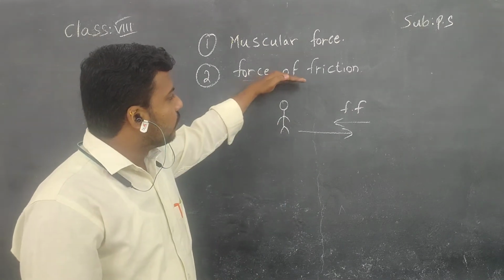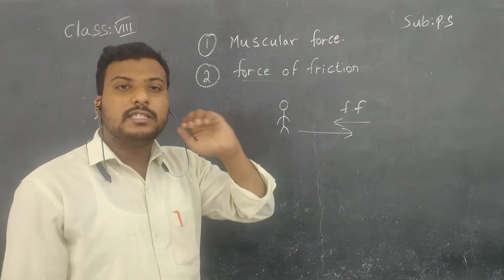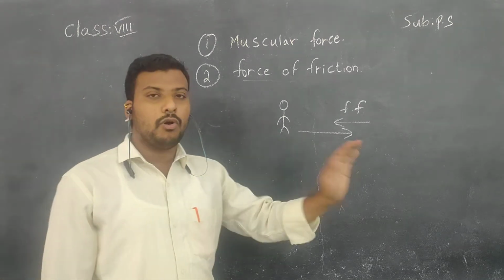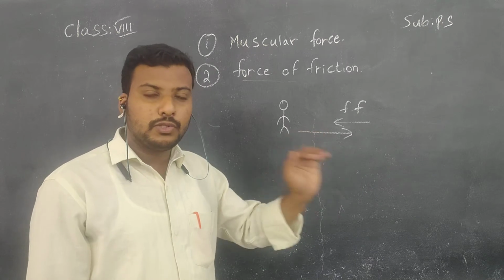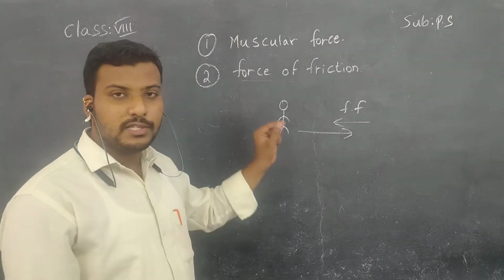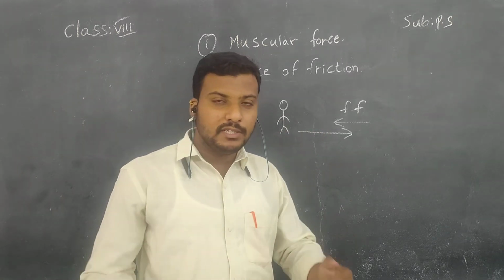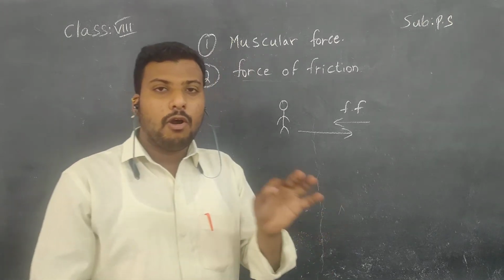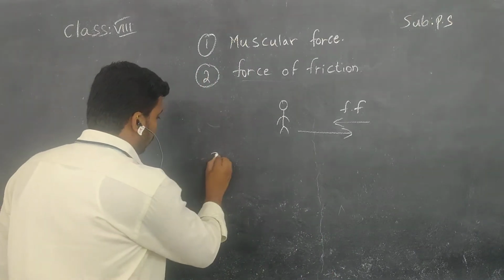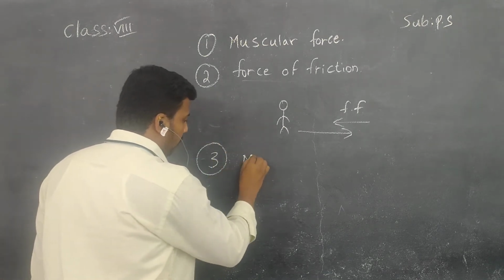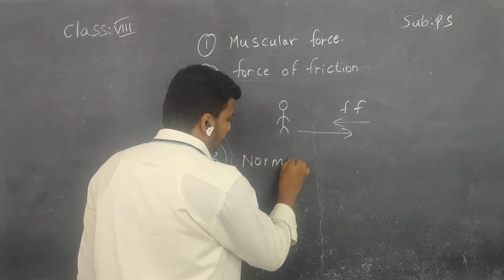So there is a definition for friction. Friction is the resistance. Resistance means stopping a body or any object. Friction is the resistance to the movement. Movement means the moving of an object or body, children. Okay children, next, the third contact force is normal force.